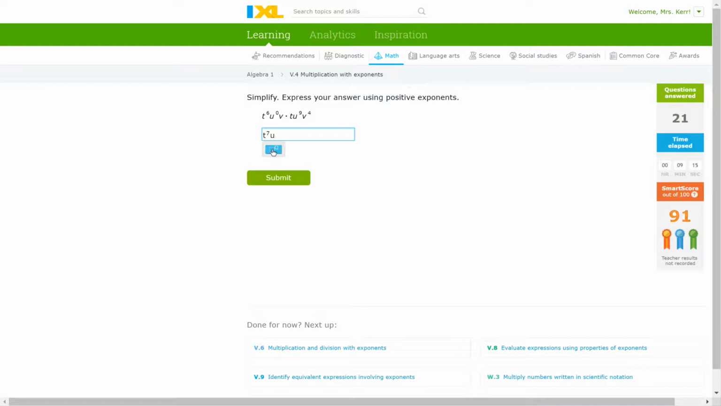Then you move down the line. U to the 0 times u to the 9. Once again, we're multiplying, so we add the exponents. 0 plus 9 is 9. And then we have v times v to the 4th. When it's just a variable like that, we have v to the 1 times v to the 4th. So then we just have v to the 5th.